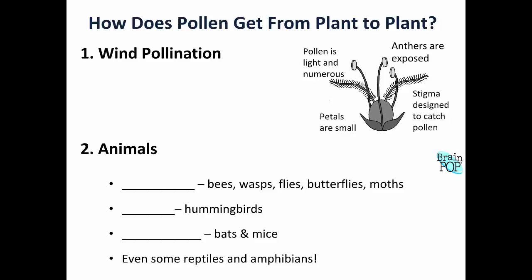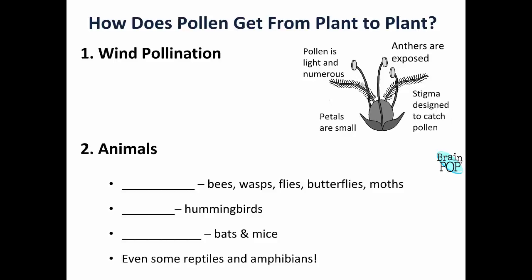The anthers are usually up high and exposed to the wind, so the wind can carry the pollen away. The pollen they produce is very, very light, so it can get caught in air currents and spread across an ecosystem. Also, the pollen is numerous. Wind-pollinated plants produce a lot of pollen. You know what I'm talking about when I say in the spring your driveway's all green or yellow with pollen. That's pollen from wind-pollinated plants.